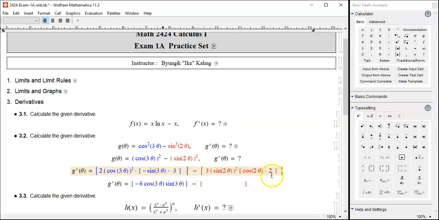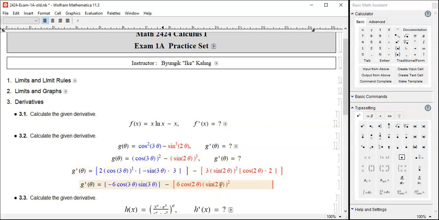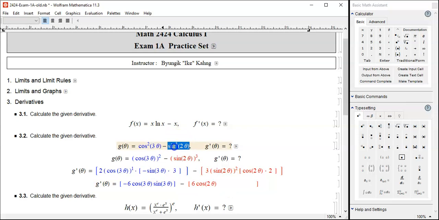And this can be simplified similarly. 3 times 2 is 6. And then cosine of 2 theta times sine squared. I'm losing color either way. Maybe I'll do this one.